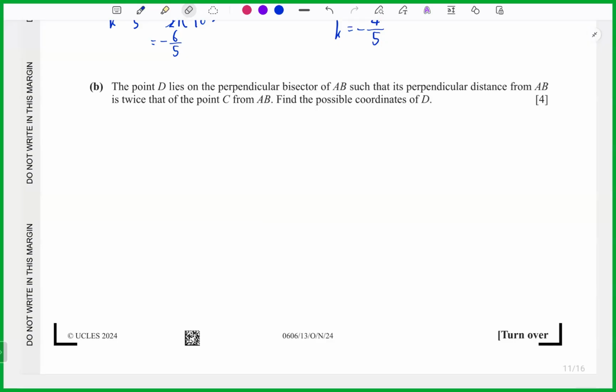Okay, so now we discuss question B. The point D lies on the perpendicular bisector of AB such that its perpendicular distance from AB is twice that of the point C from AB. Find the possible coordinates of D. Okay, so now we can try to sketch for this part.